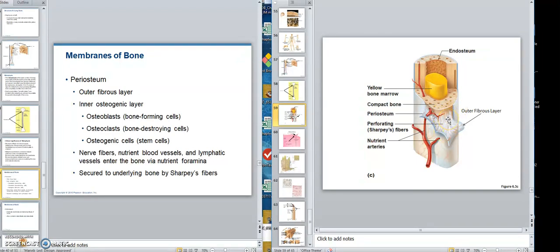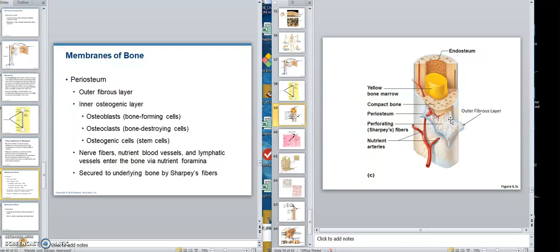Now, let's add to this. Remember I said that it would be like sliding a sock over the middle of the bone. Okay? Well, think about it. The sock would slide up and down. So what you have are what we call Sharpey's fibers. These are fibers that go into the bone.